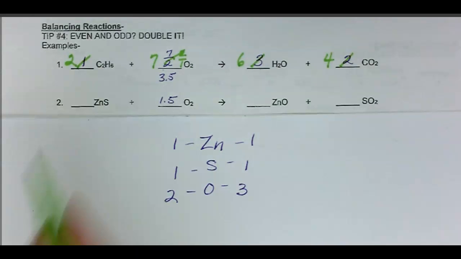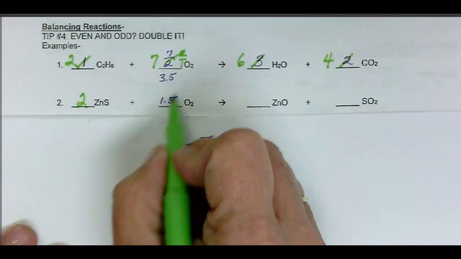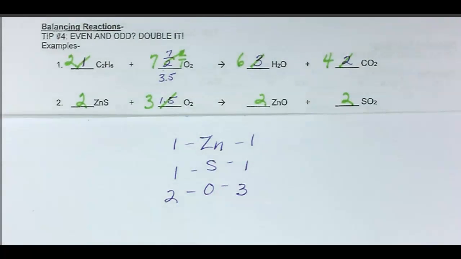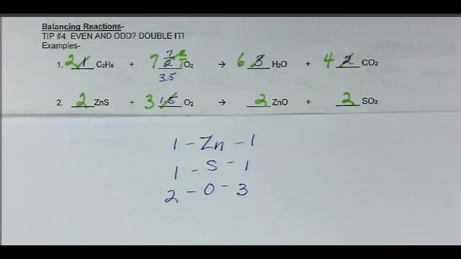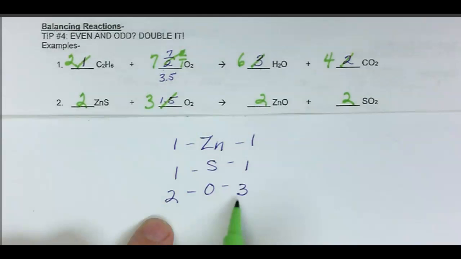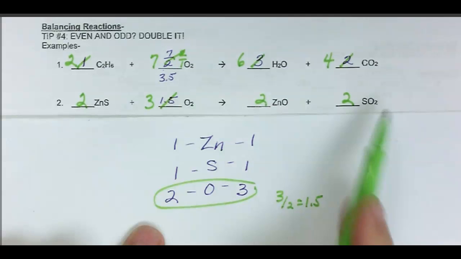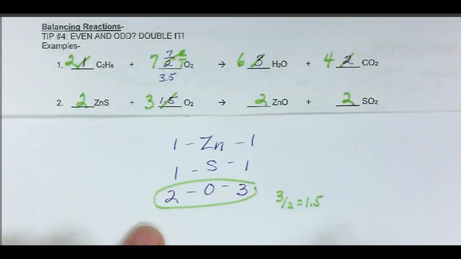So right now, everything is 1. So 2, 3, 2, 2. Wow. Did you guys watch me do that? Okay. Because everything else was balanced, my last thing to balance was this one here. So I said, okay, 3 divided by 2 is 1.5. And now I go through and I double everything. I think that's a cool way to do it.